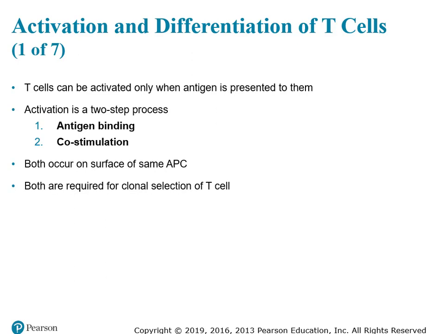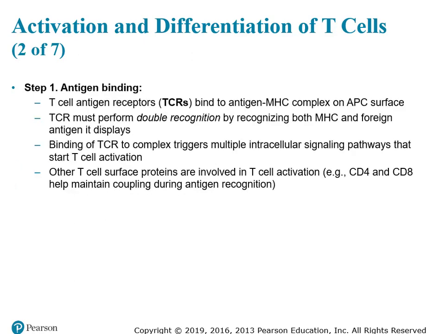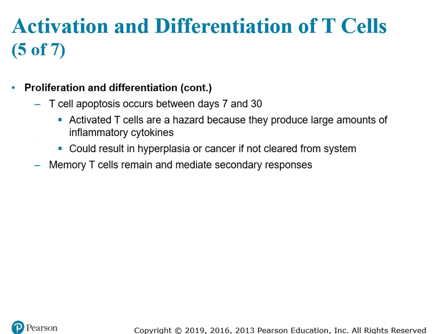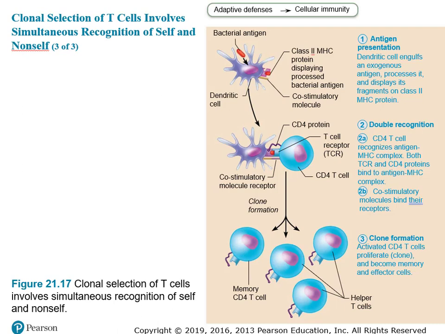Now, activation and differentiation of T cells: in order for T cells to be activated, you need a two-step process. It's antigen binding and co-stimulation. So I'm going to be really brief on this. Your textbook goes into too much detail. So first off, antigen that has been presented by your class 2 MHC protein, APC, has to be recognized as non-self antigen.